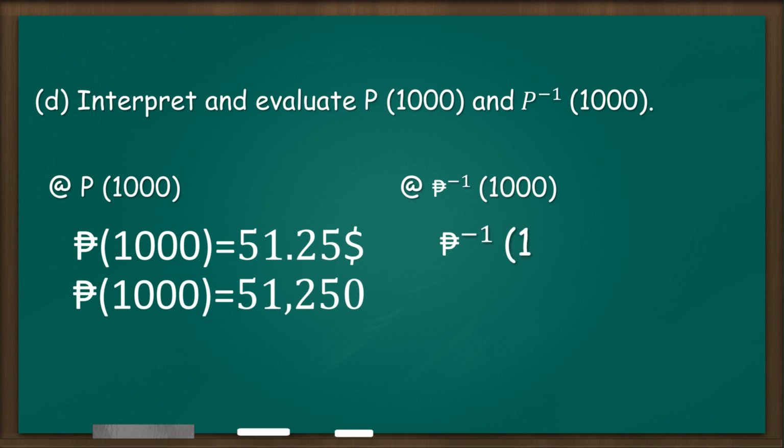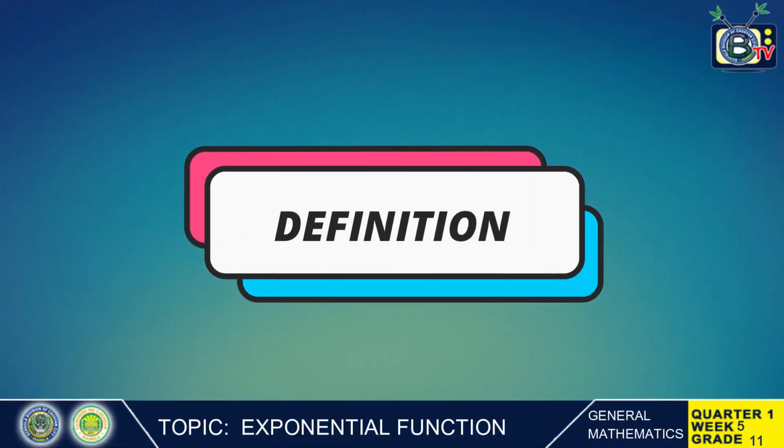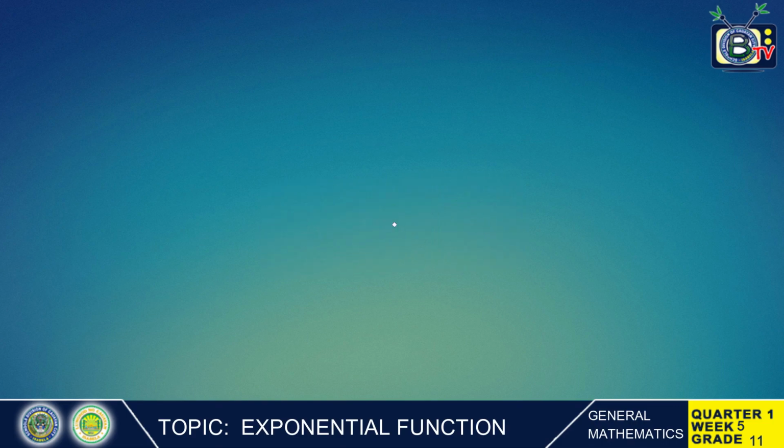At inverse function of Philippine peso of 1000, we will have a new function. That is, the inverse function of Philippine peso of 1000 is equal to Philippine peso divided by 51.25. By substituting the value of Philippine peso, which is 1000, we will have a quotient of 19.51. Let us start our discussion by definition. Are you ready?